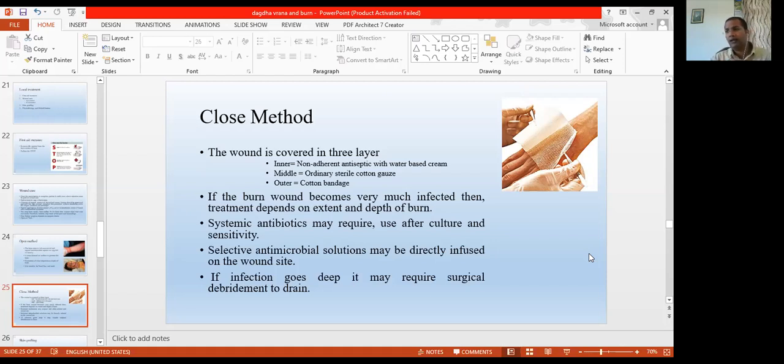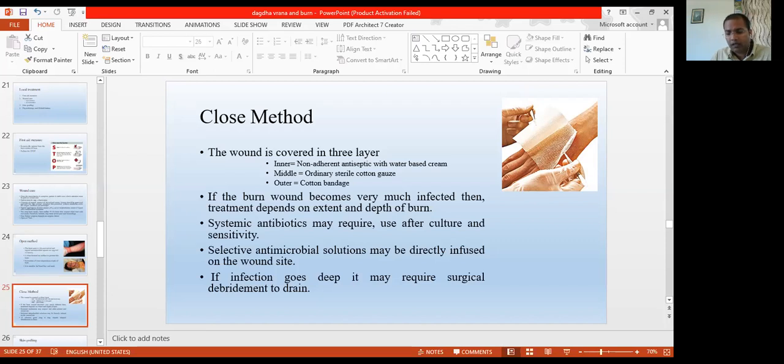But if you have any infected wound, meaning any pus formation, then you must do culture and sensitivity for that pus, and then get the specific antibiotic solutions, which you can use locally: give the injection locally at the site of the burn, or just use the local antibiotic along with these topical agents.